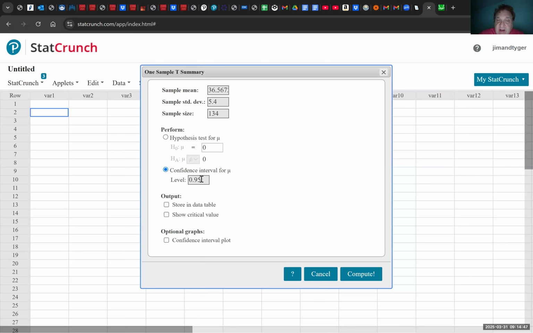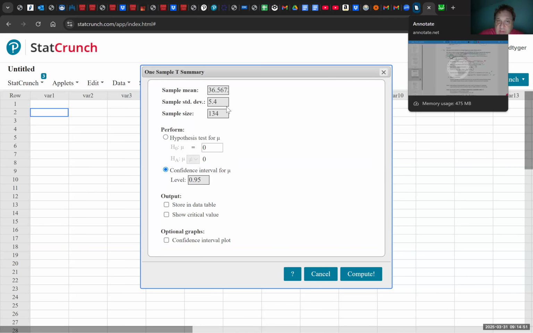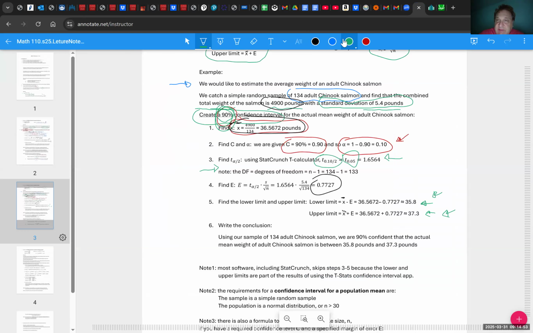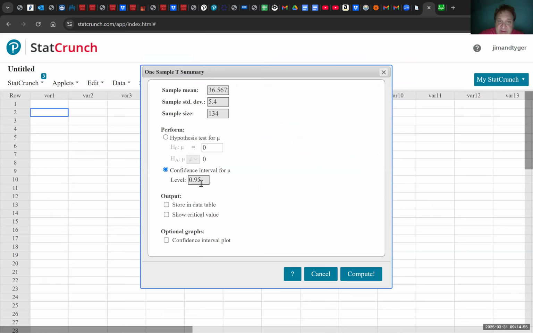We need to specify the confidence level. The confidence level for this one was not 95%. It was 90%, right? 90%. So let's plug in the 90% here. So 90%, and then we compute. Nothing else we need to do.